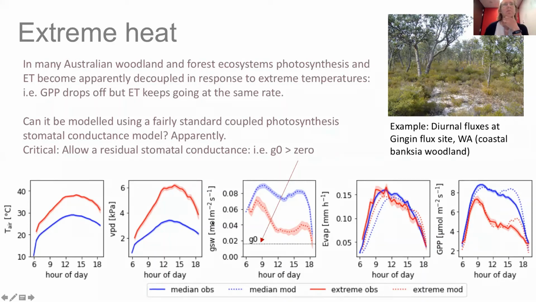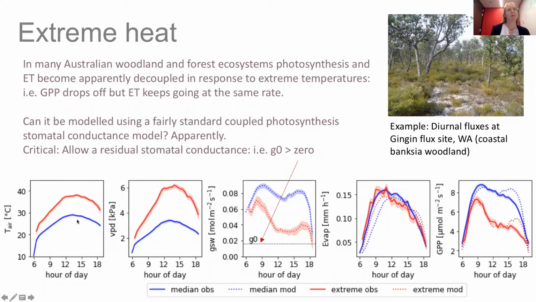This was suggested to be somewhat of a puzzle in the literature. So we looked into it in some detail and found that yes, indeed, at many flux sites across Australia, and I'll show you some more results in a minute, under extreme heat conditions, transpiration continues virtually unabated, whereas productivity can drop off a little. But we were able to explain that result using the standard coupled photosynthesis stomatal conductance model within CABLE. So what you see here is an example for the Gingin flux site in Western Australia.